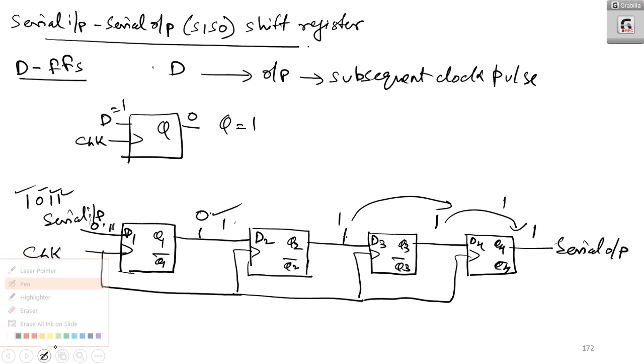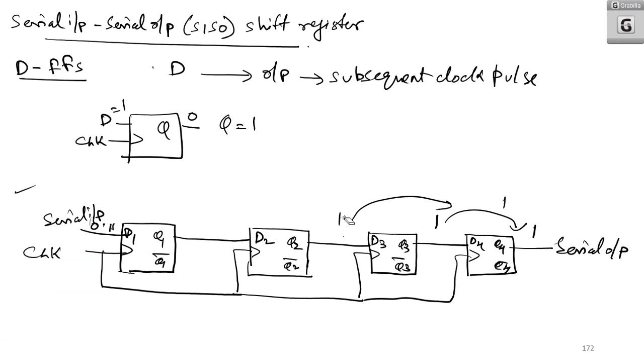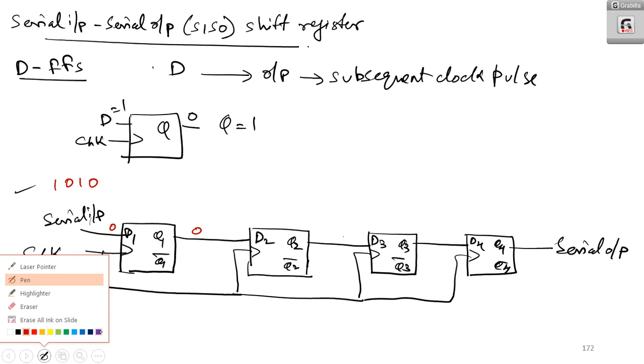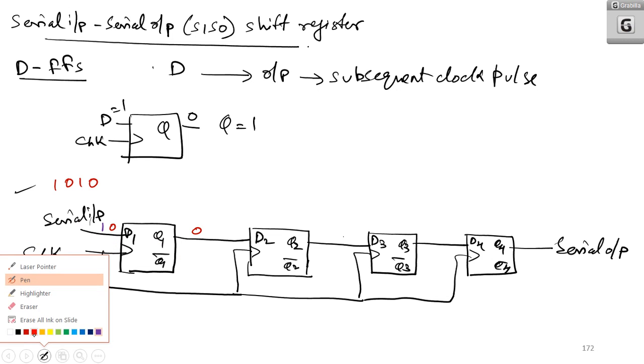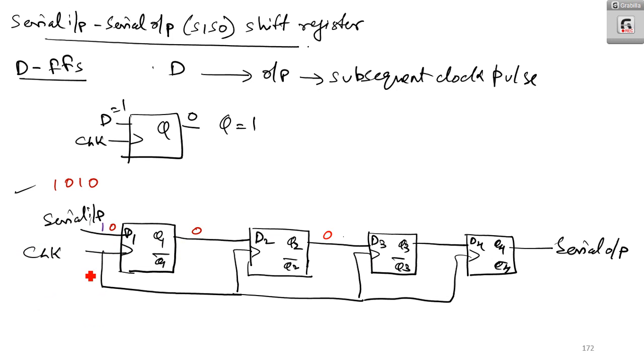Now I am explaining it with the help of another example, if 101 is tough to understand. If I take the example of 1010, initially 0 is coming in. In the first clock pulse, 0 will go here. At that time, this 1 is coming as input here. And in the second clock pulse, 0 will go here, and this 1 will come here.